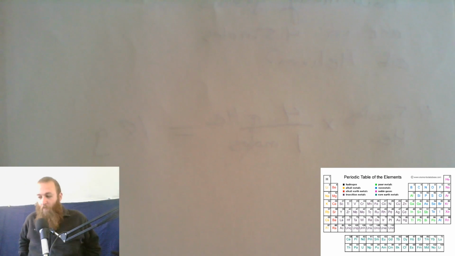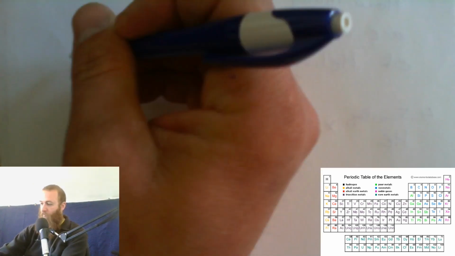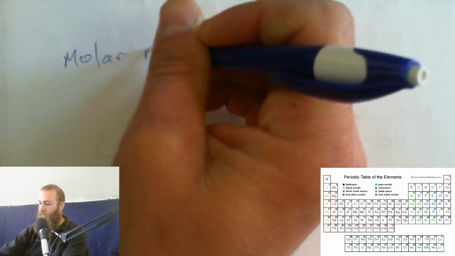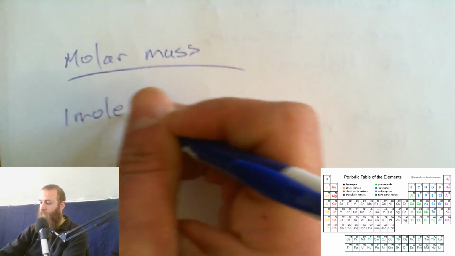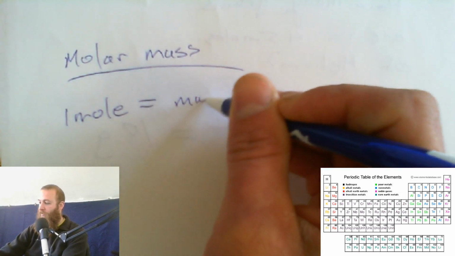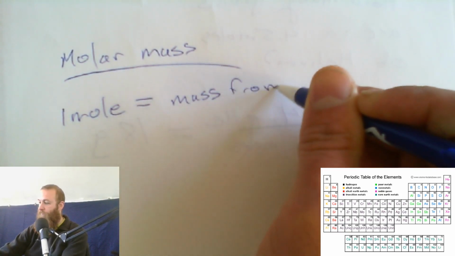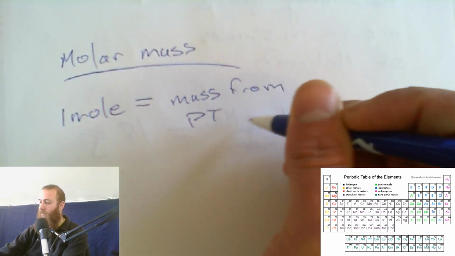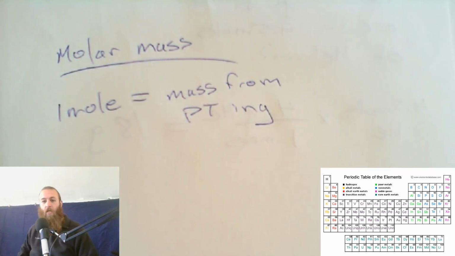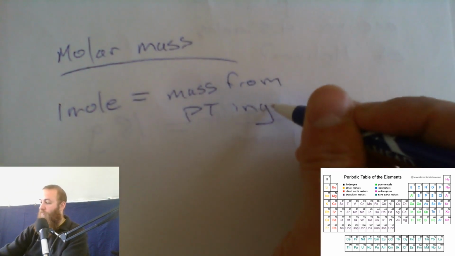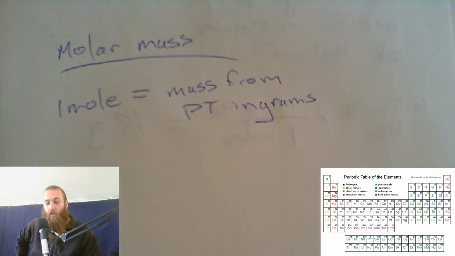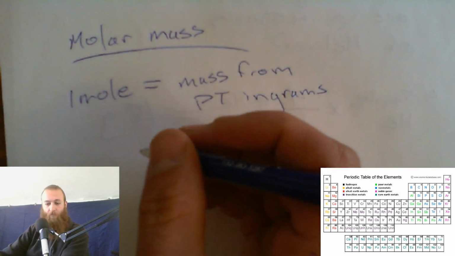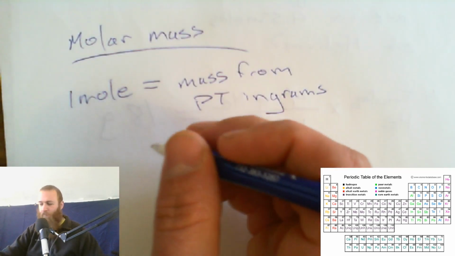So the molar mass, okay? Let's go back up here. Molar mass, all that means is 1 mole is equal to the mass from the periodic table in grams. Now you can do that for elements, or you can do it for compounds too. So we'll do a couple more elements. Like for instance, I'm just looking at the table here.